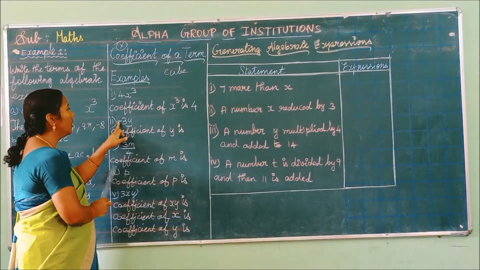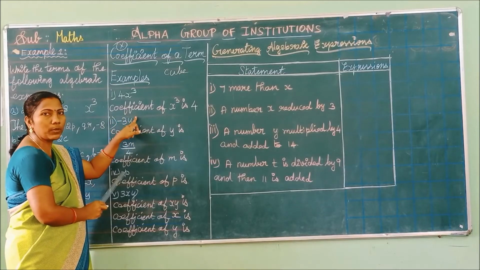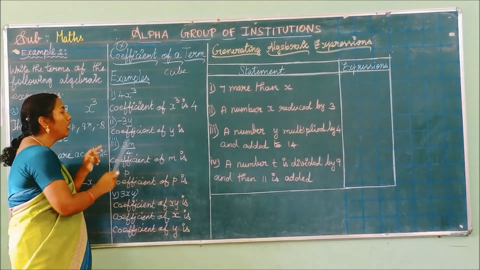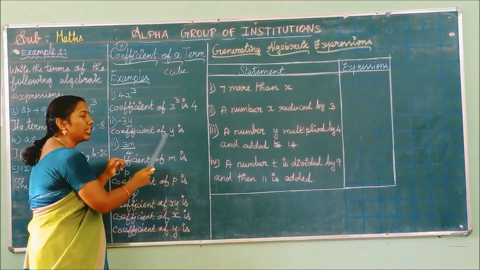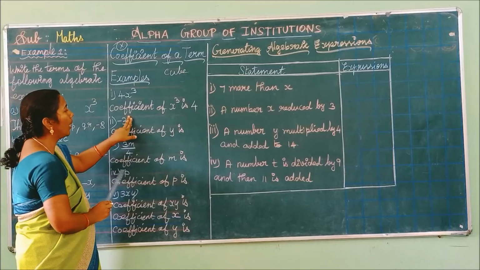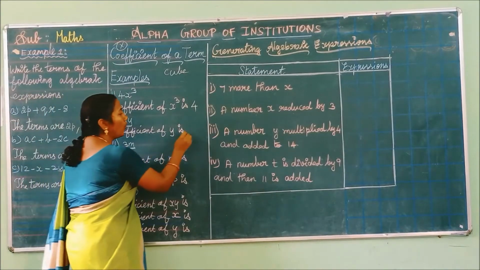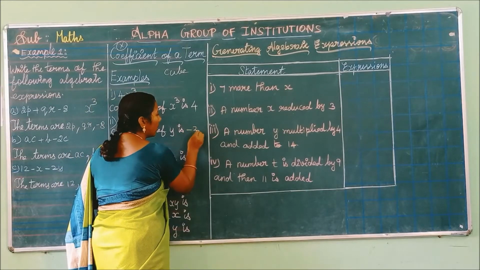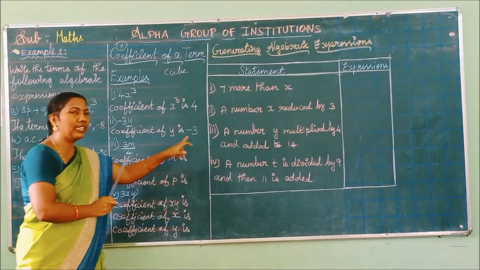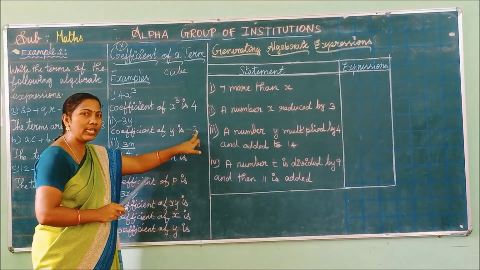See the next one, minus 3y. So this is our given algebraic expression. In this expression, which is the variable? y is the variable. Now we are going to write coefficient of y. In order to find the coefficient of y, you have to hide that variable. So what is the remaining number? Minus 3. So you have to write the constant along with the symbol. Along with that symbol, you have to write the constant. Okay. So coefficient of y is minus 3.